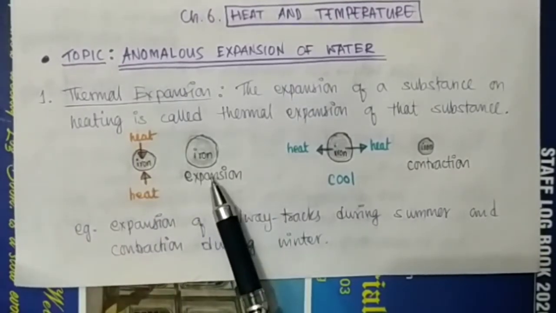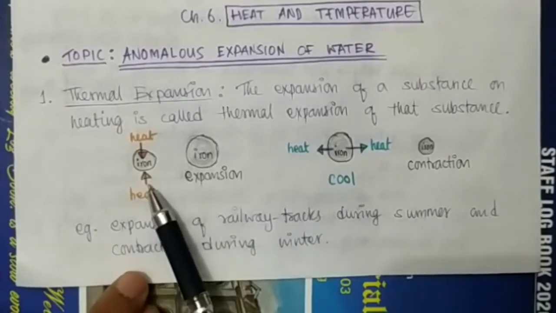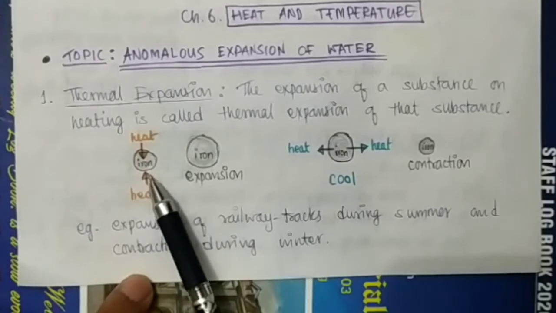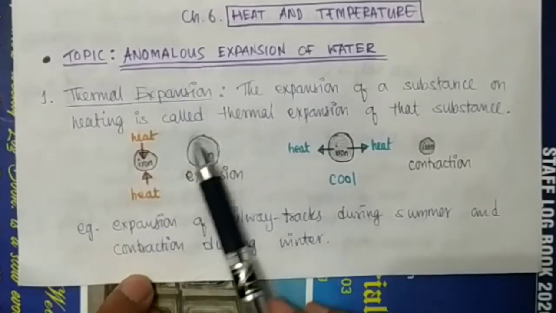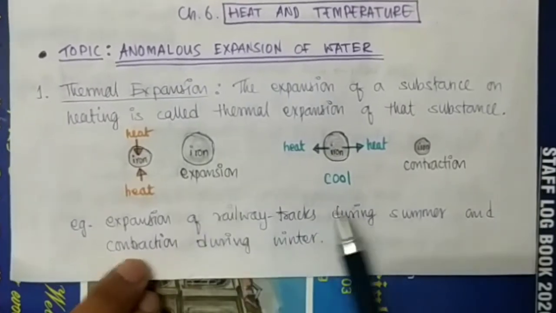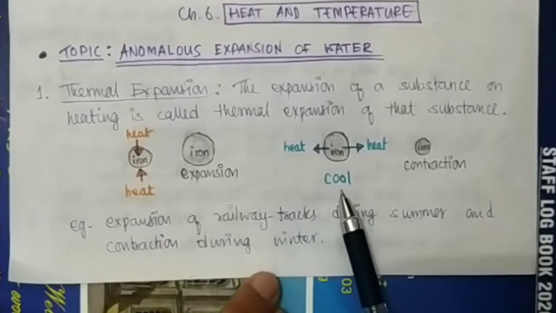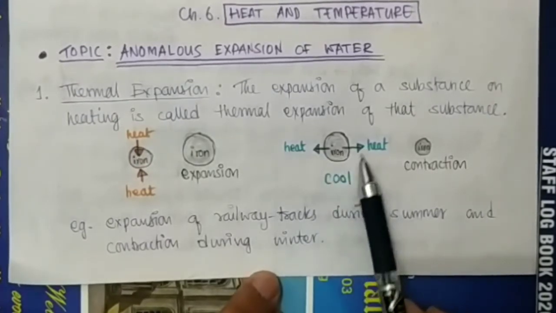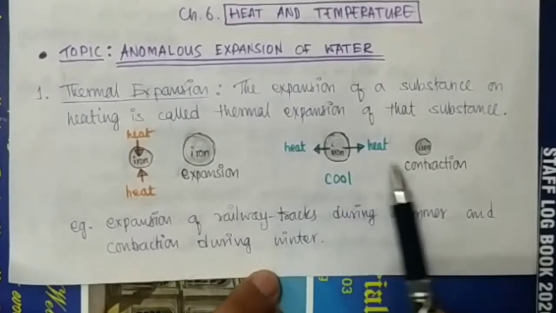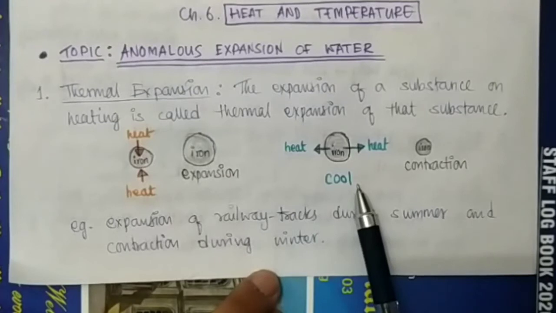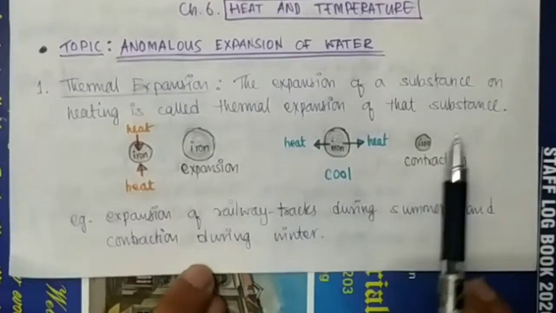So that's thermal expansion. When you are heating an object, you are supplying heat. So when you supply the heat, its size will be increased, or the substance will expand. That's thermal expansion. Similarly, if you cool a substance, that means if you take the heat out from the body or substance, then it contracts. So the size decreases. That's called thermal contraction.